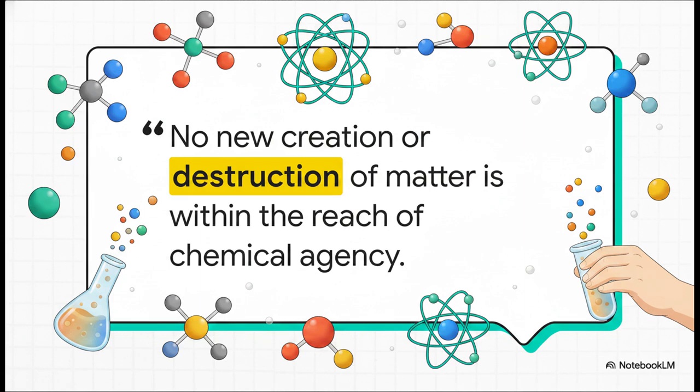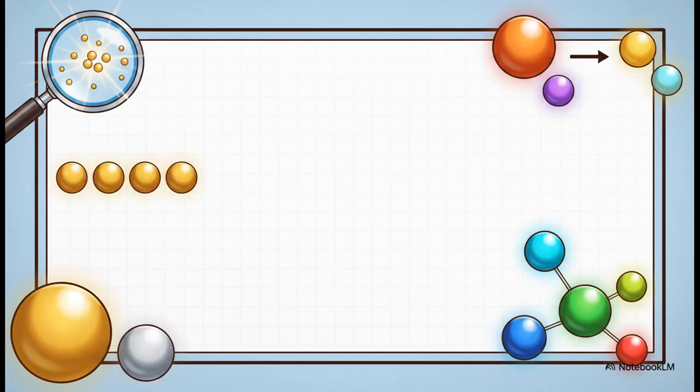That right there establishes Dalton's absolute conviction in the permanent, indestructible nature of matter. You can't create a new particle, and you definitely can't destroy one. You can only shuffle them around. It's like a giant puzzle. So here they are, Dalton's 5 core postulates.